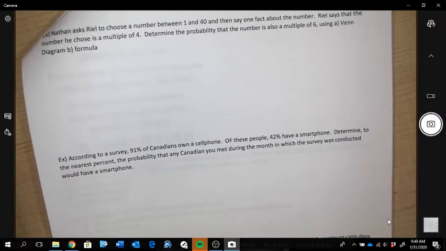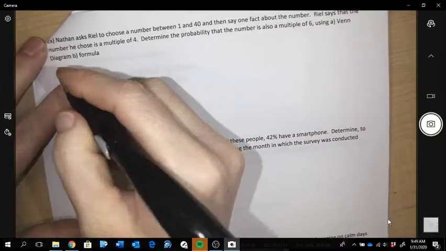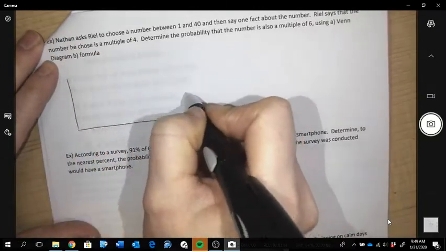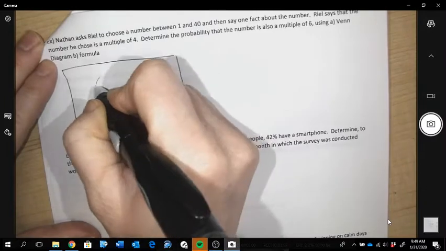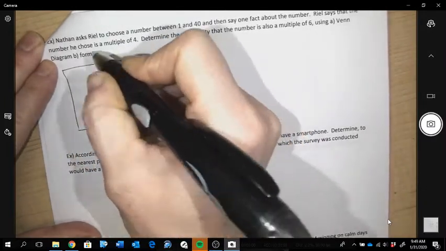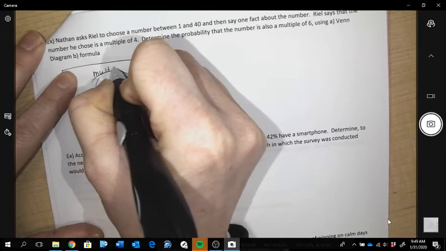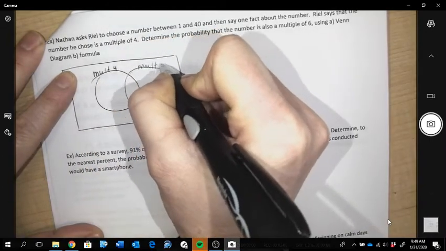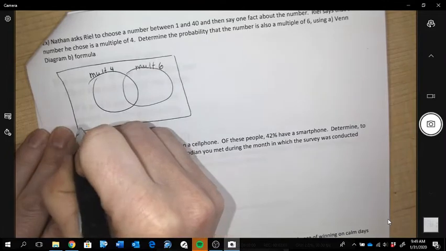Nathan asks Riel to choose a number between 1 and 40 and says one fact about the number. And Riel says that the number he chose is a multiple of 4. Determine the probability that the number is also a multiple of 6. You have to do it by using a Venn diagram and by the formula. Okay, so a Venn diagram. Okay, so all the numbers 1 to 40.